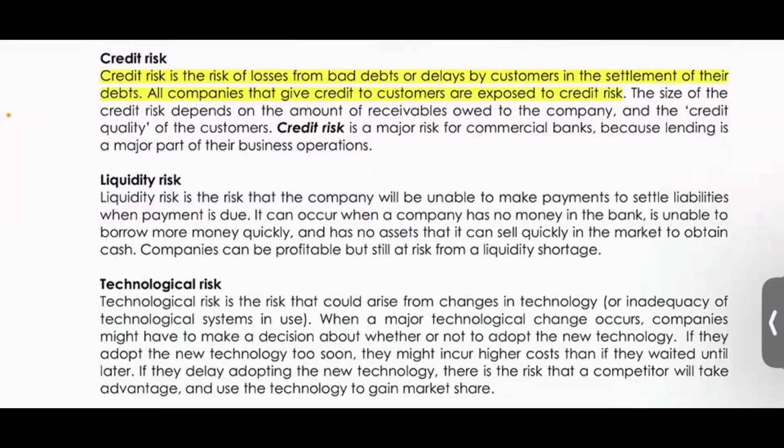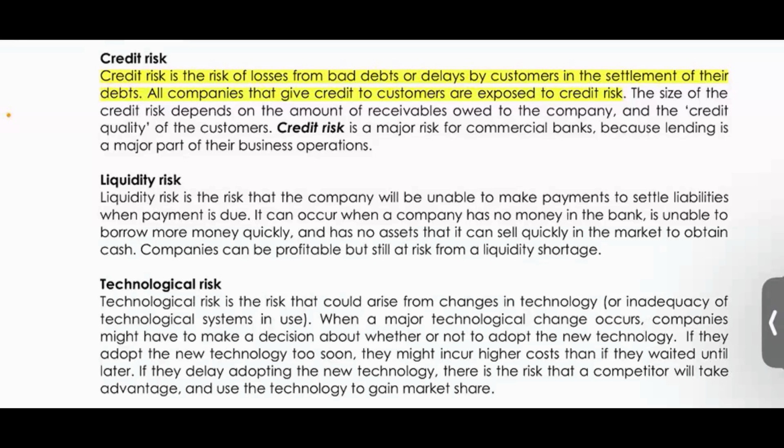Credit risk is the risk of losses from bad debts or delays by customers in the settling of their debts. All companies that give credit to customers are exposed to credit risk. Okay. So credit risk is from bad losses. Growing up, you see "no credit today, come tomorrow." Every day you come, they're telling you to come tomorrow. So basically, the size of a credit risk depends on the amount of receivable owed to the company and the credit quality of the customer.